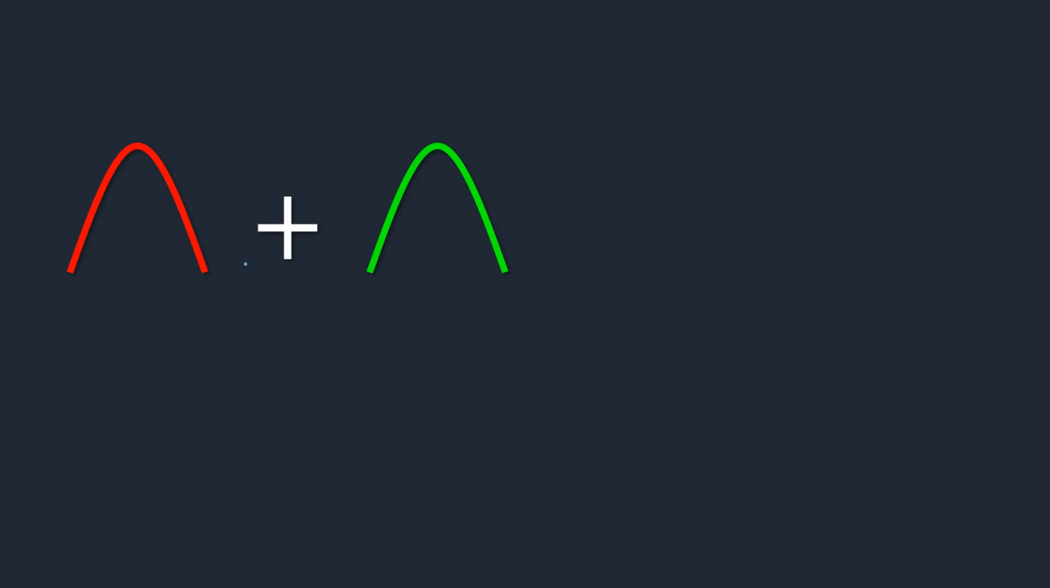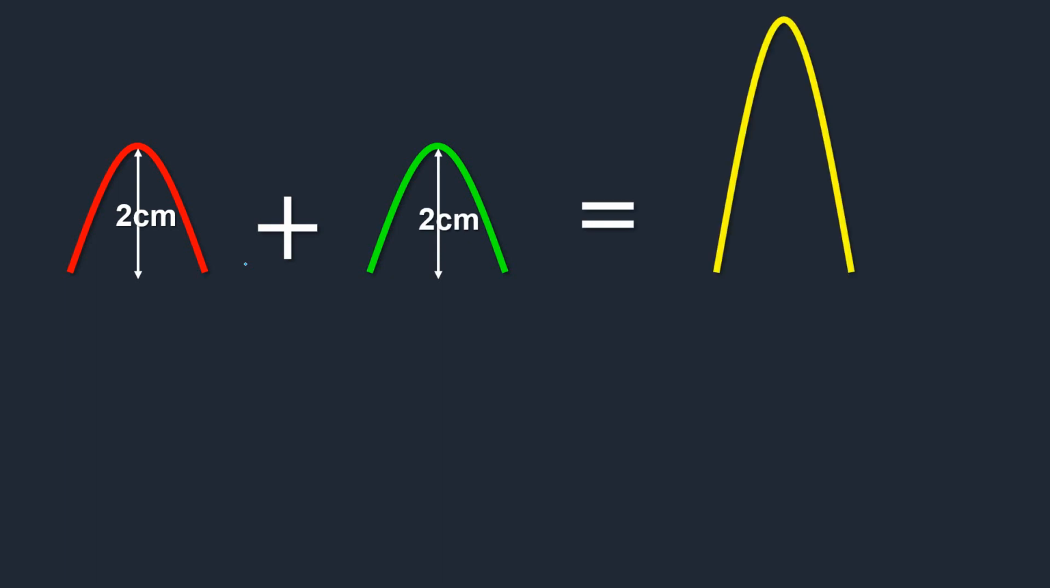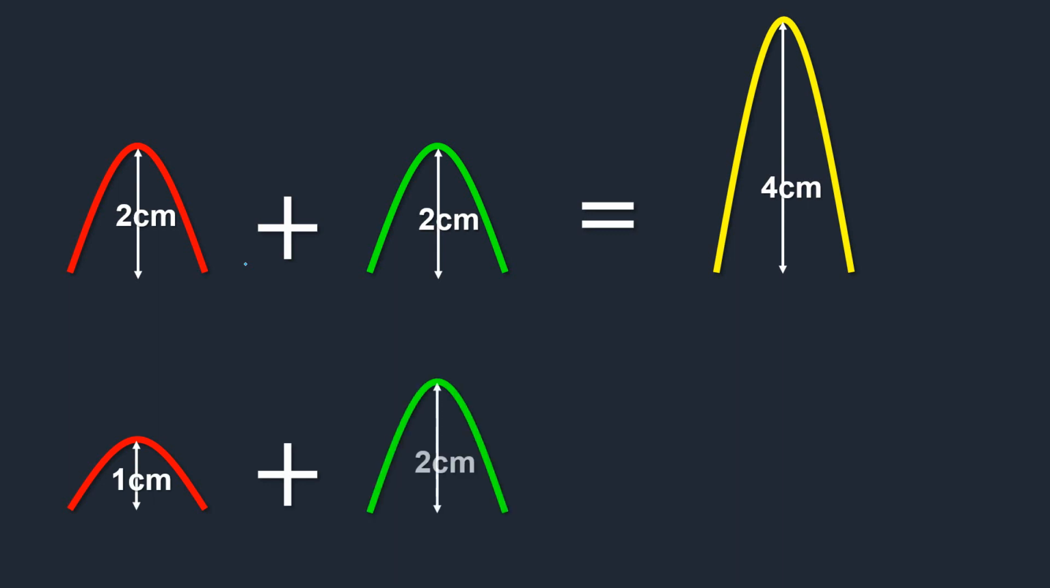Supposing that here the amplitude is 2 centimeters and also the amplitude here is 2 centimeters. So what do you get? You're going to end up with a big crest of amplitude 4 centimeters. Now, on the other hand, if you have another wave, let's take a crest here of a wave whose amplitude is 1 centimeter, overlapping with a crest of amplitude 2 centimeters, what do you get?